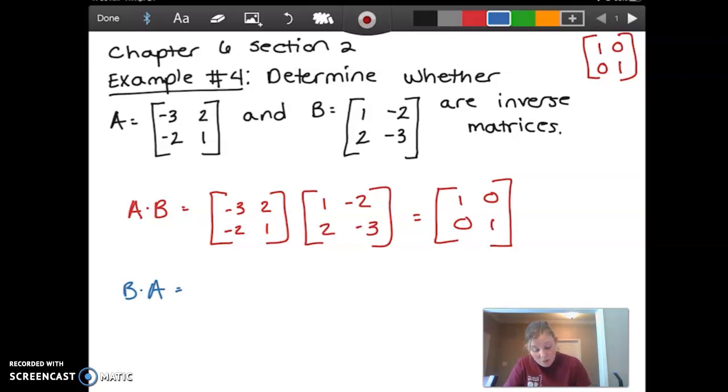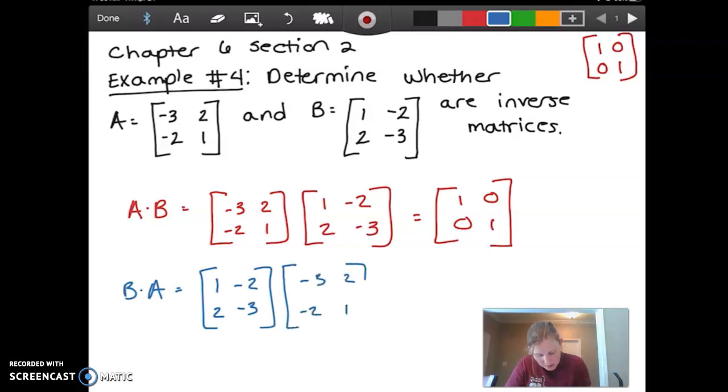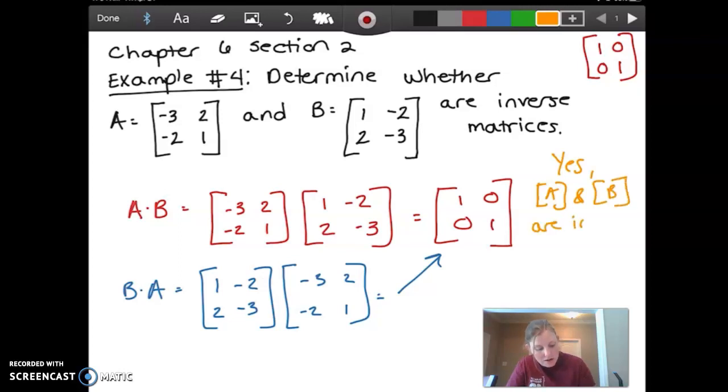And when I multiply those, in all honesty, what I am doing is 1, -2, 2, -3 times -3, 2, -2, 1. And this also gives me the identity matrix, okay? So since they both give me identity matrices, I can verify that, yes, matrix A and matrix B are inverses. And that is your answer for this problem.